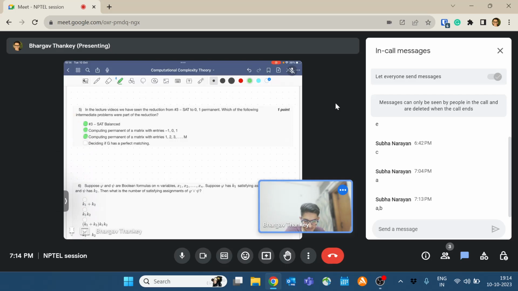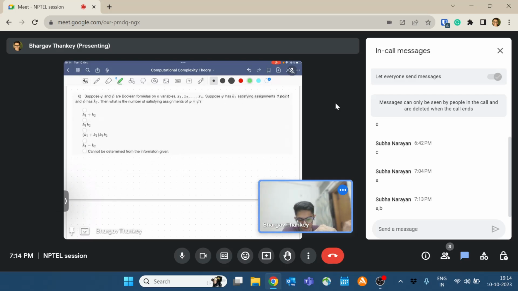So let's look at the next problem. Suppose phi and psi are Boolean formulas on n variables x1 to xn, and suppose phi has k1 satisfying assignments and psi has k2 satisfying assignments. Then what is the number of satisfying assignments of phi or psi? The sum of k1 and k2, the product of k1 and k2, k1 plus k2 times k1 k2, the difference of k1 and k2, and cannot be determined from the given information. So which of these is correct?